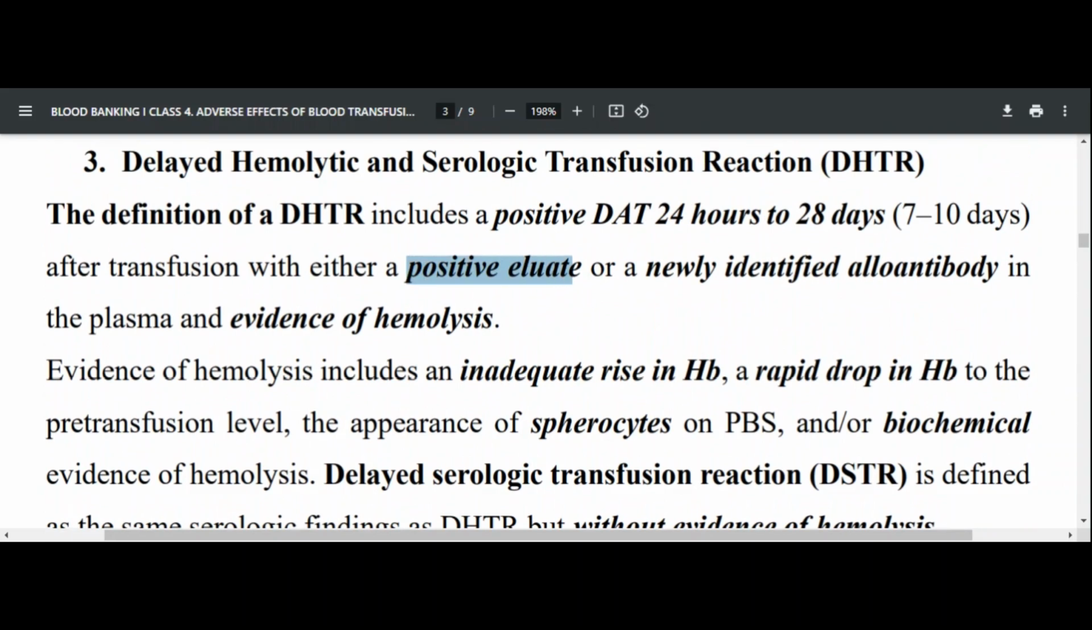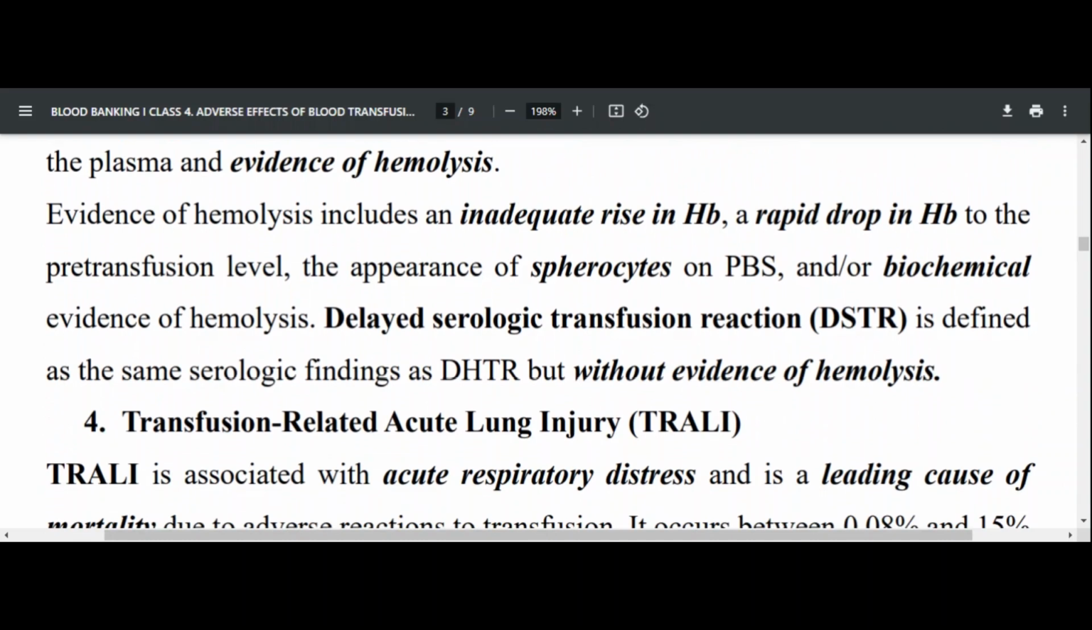Eluate is positive, but there is no evidence of hemolysis. So that's what we call delayed serologic transfusion reaction.